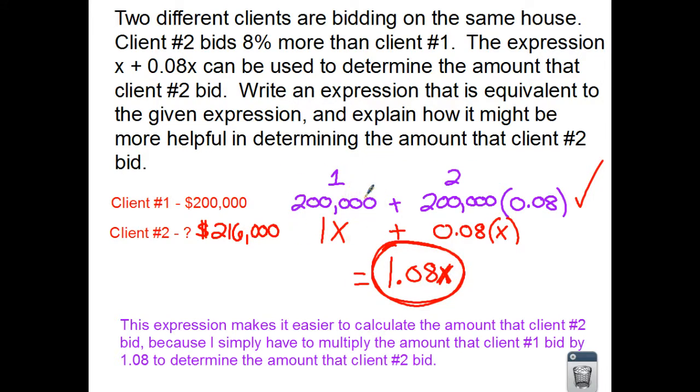Whew. Wow. We will take this in class and definitely explain this further. This is the main part of the standard that I really want you to grasp.